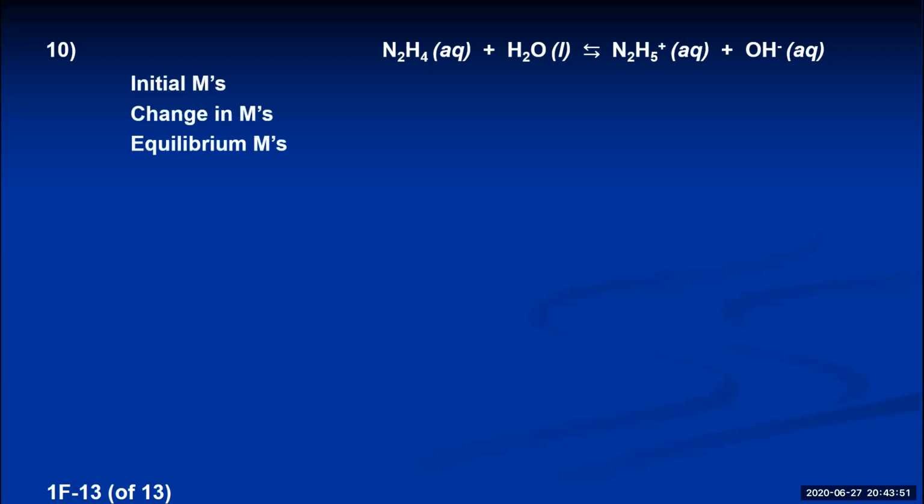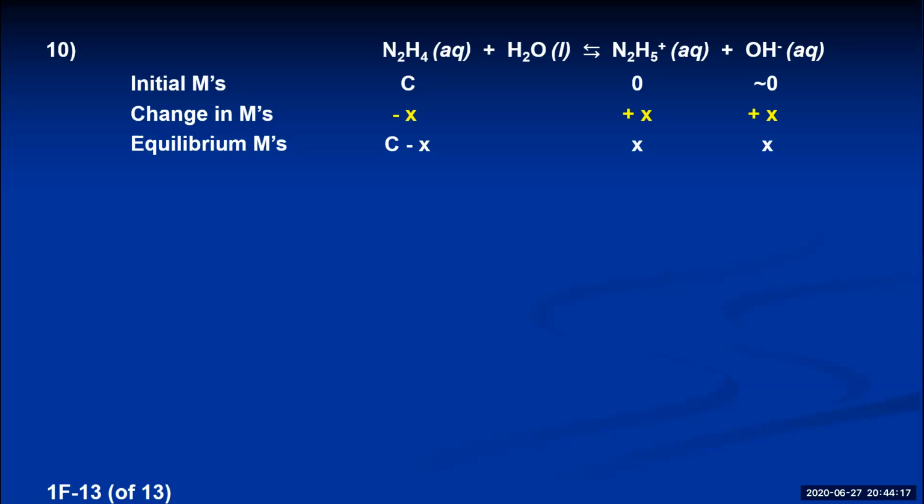We do not know the initial concentration of the hydrazine. That's what it wants to know. I've called that A in previous problems. I'll call it C here. You can use whatever variable you want. So we'll assume we have some concentration of hydrazine and it hasn't reacted yet. Some small amount of that will ionize, and you'll form x amount of the cation, x amount of hydroxide. So the equilibrium molarities will be C minus x, x, and x.